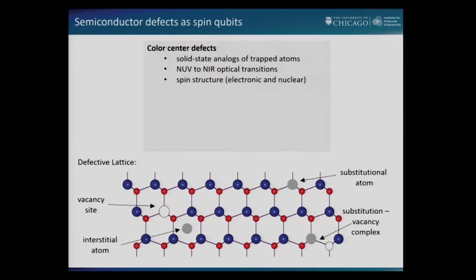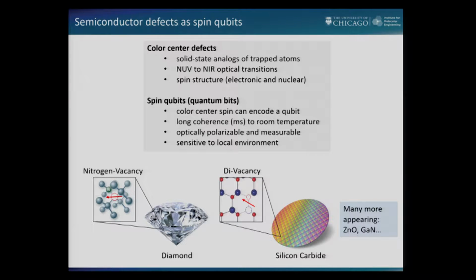And these defects actually have a very nice spin structure that makes them look very much like a trapped atom. And in fact, one of the nice things about looking at defects in this field is that it enables us to borrow a lot of the very clever techniques developed by the atomic physics community and apply them in the solid state.